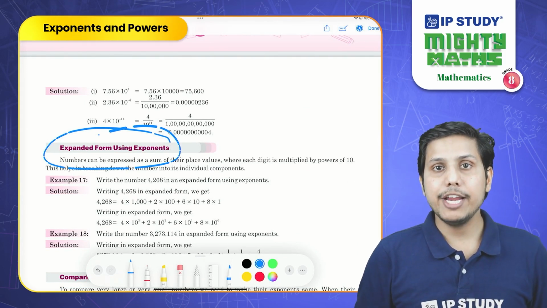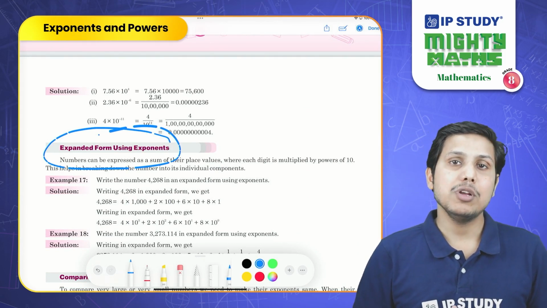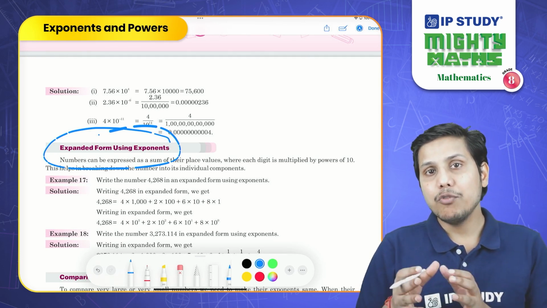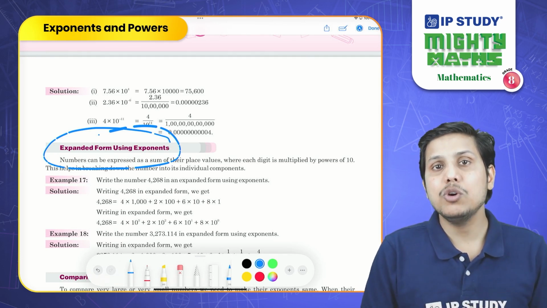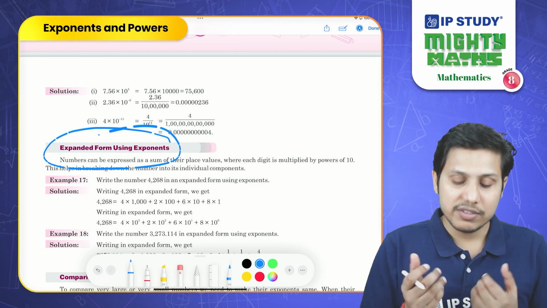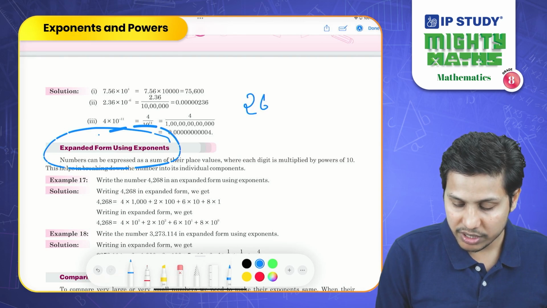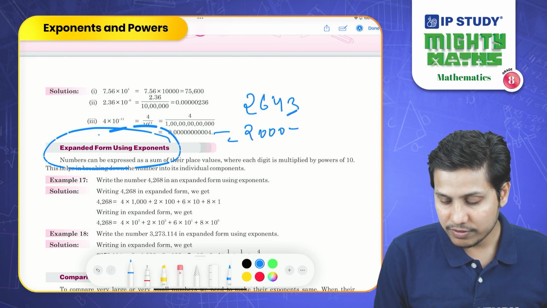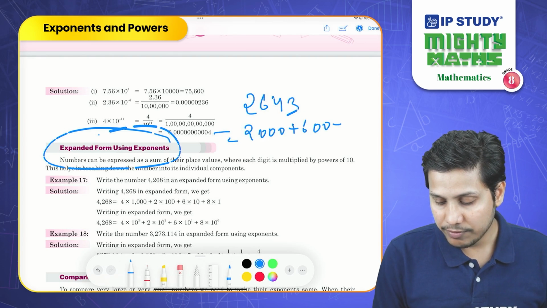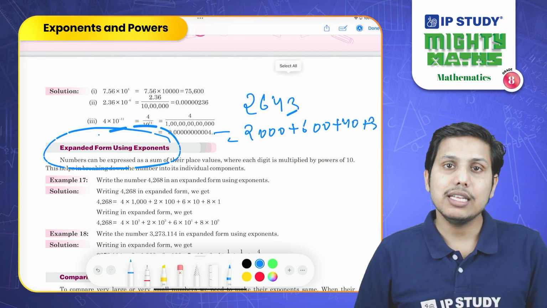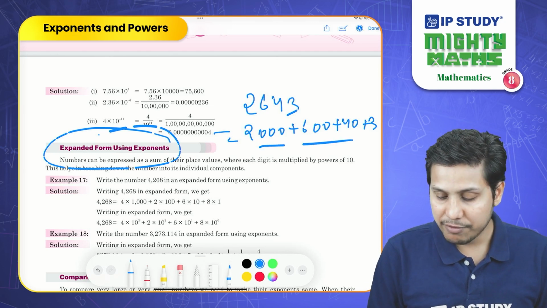Students, we already know what an expanded form is. So expanded form is representing a number using its place values, where each digit has been added with its place value like this. Let's suppose we have 2643. Now place value of 2 is 2000, and then place value of 6 is 600, then place value of 4 is 40, and 3 is 3. So if we write like this, then this expression is called the expanded form of the number.